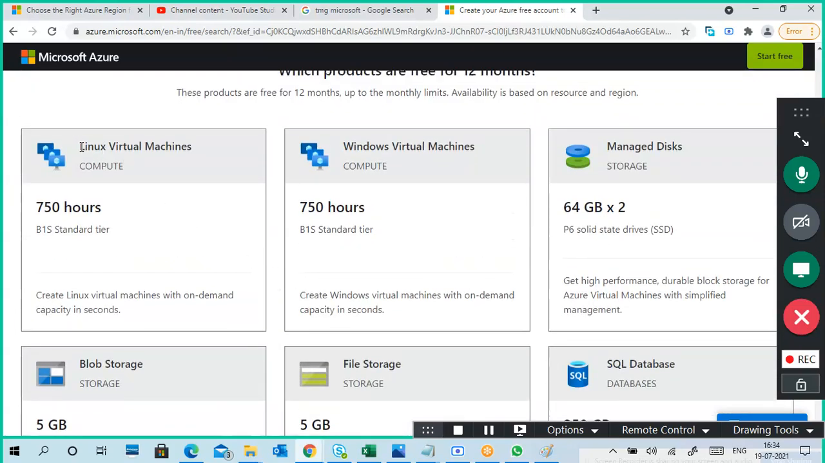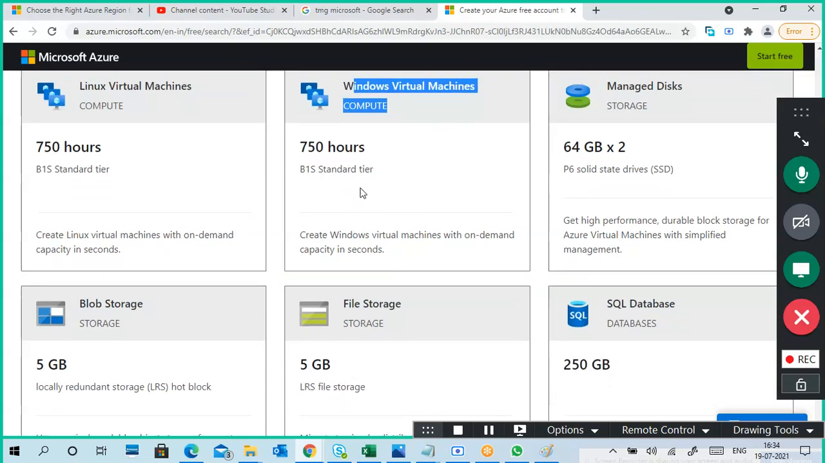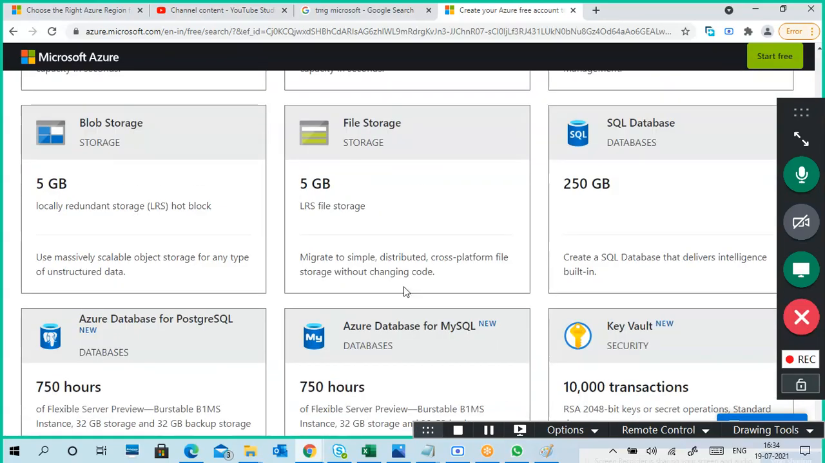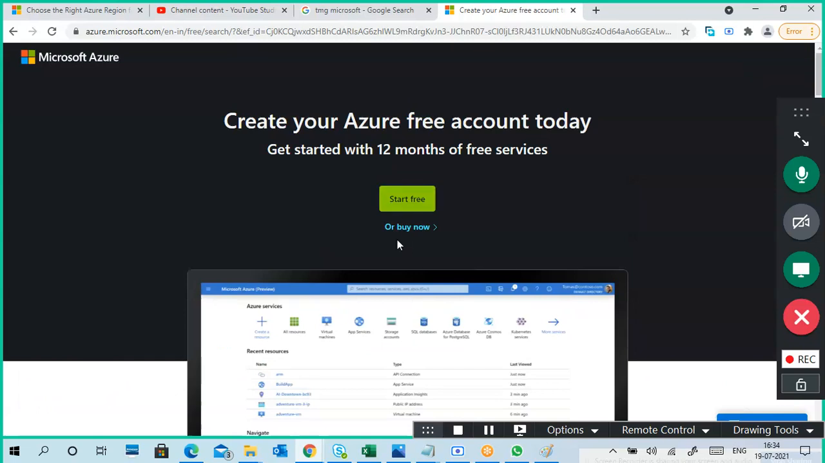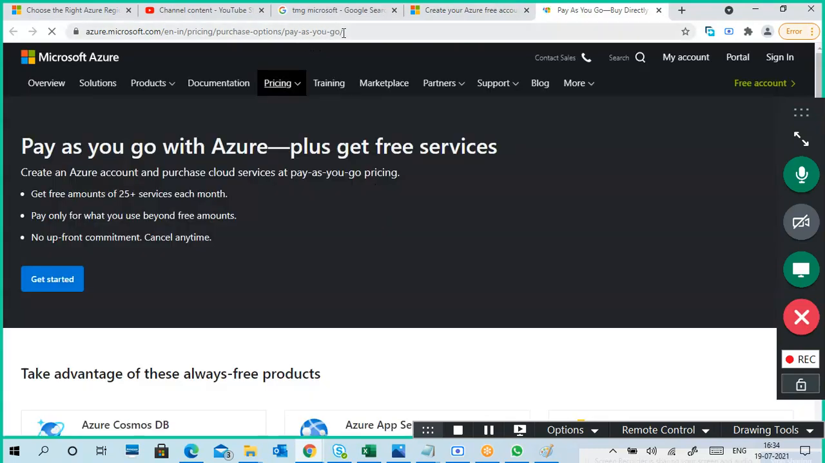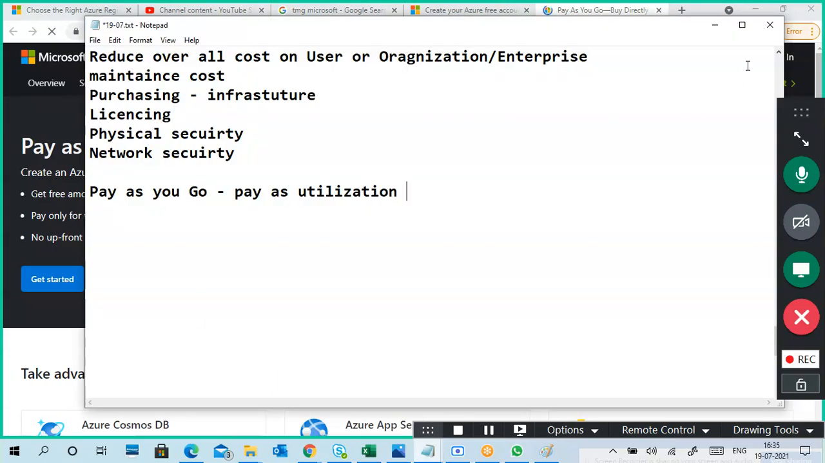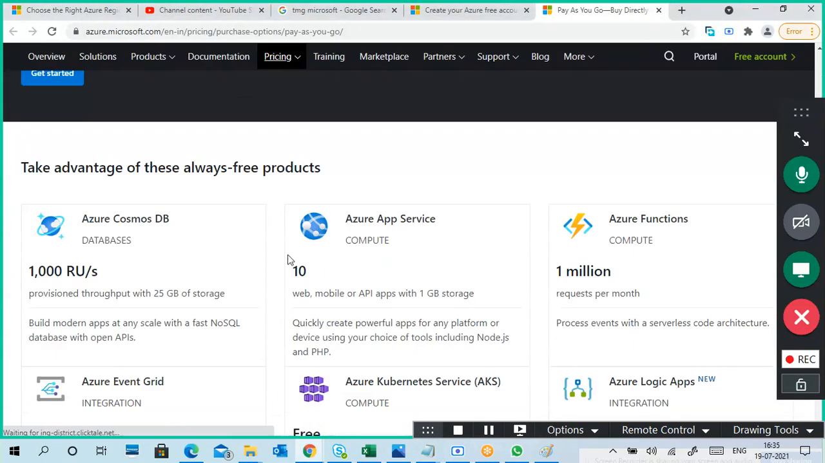You can see here it is showing Linux virtual machines, Windows virtual machines, B1S standard. What is B1S standard? It is like one CPU, 1 GB RAM. Disk utilization is also given as free services. You can also calculate the cost, so you don't have to purchase first. I go to pay as you go.